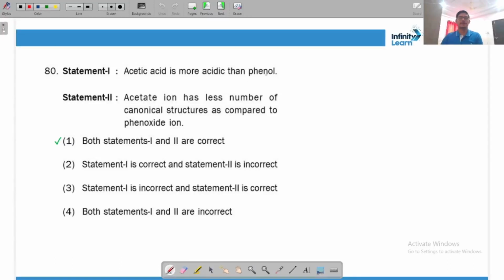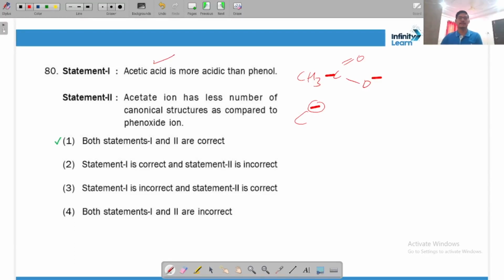Acetic acid is more acidic than phenol. Yes, because its resonance stabilization is important because a negative charge is on oxygen atoms. Whereas in case of phenol, except one structure, the other structures have negative charge on carbon. And we know that carbon is not a very electronegative atom. C minus is not particularly a contributing resonance structure. So let us see. Acetic acid is more acidic than phenol.